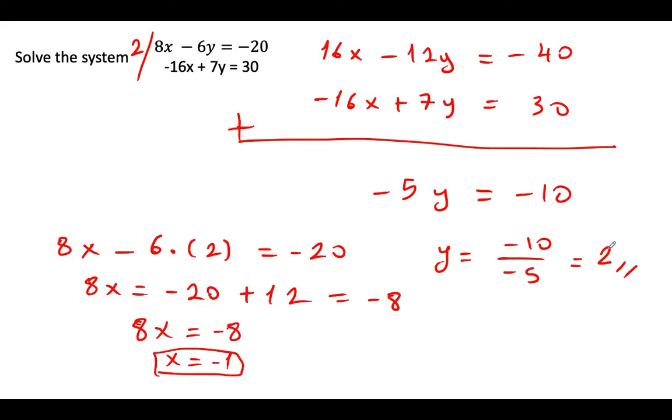So when I know x and y, you know that this is the solution of the system. It means that on the xy coordinate system, two different graphs intersect each other at a common point, and this common point's x-coordinate is negative 1, y-coordinate is 2. So the solution is the common point, negative 1, 2.